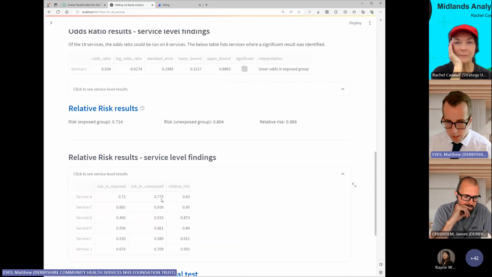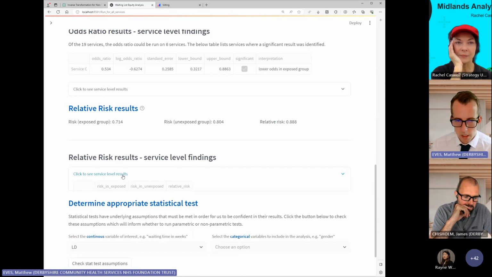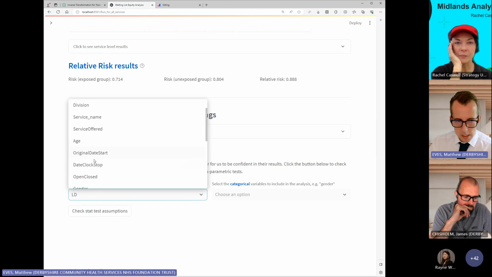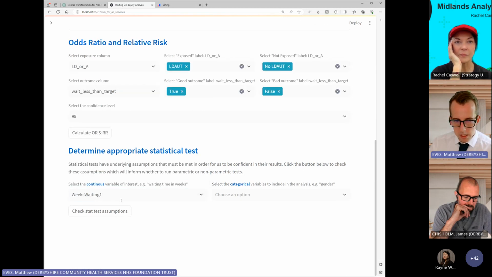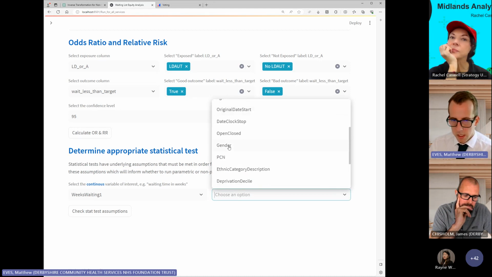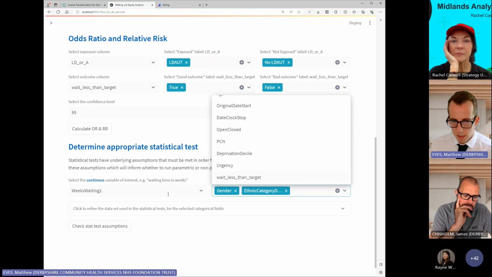Relative risk and the service level relative risk is just afterwards. And then determining the appropriate statistical test. So reselecting at this point the week's waiting, so this could be skipped as an improvement. We've already selected it above. And selecting the categorical variables to include. So our example in the slides had gender and ethnicity, so let's just select them.